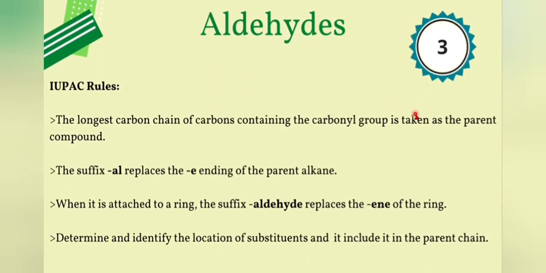The IUPAC rules for aldehydes: the longest chain of carbons containing the carbonyl group is taken as the parent compound. The suffix -al replaces the E ending of the parent alkane. When it is attached to a ring, the suffix -carbaldehyde replaces the -ane of the ring. And fourth, determine and identify the location of the substituents and include it in the parent chain.